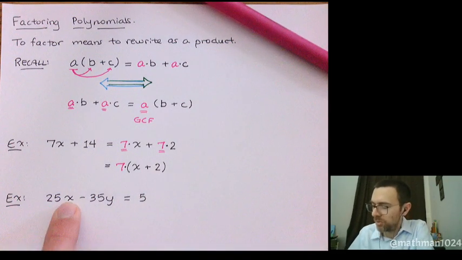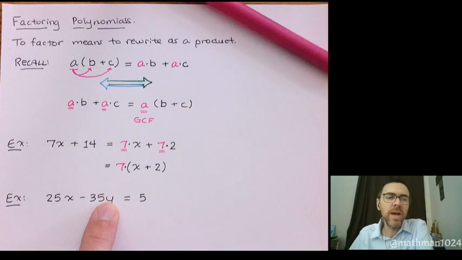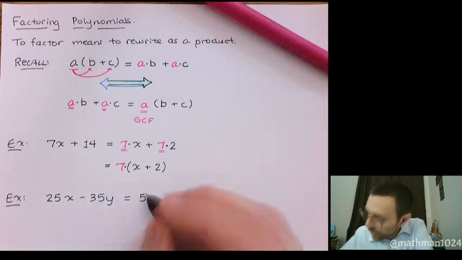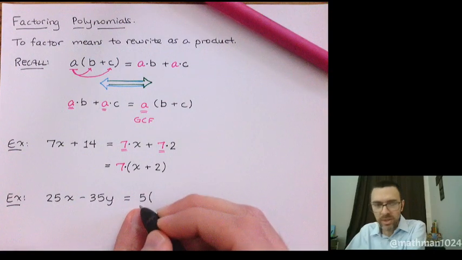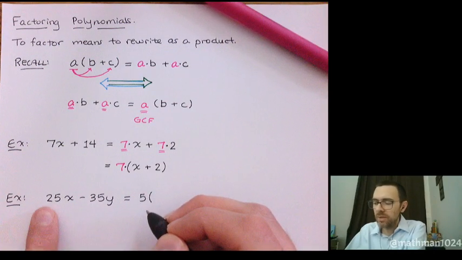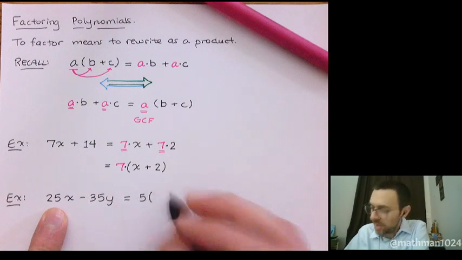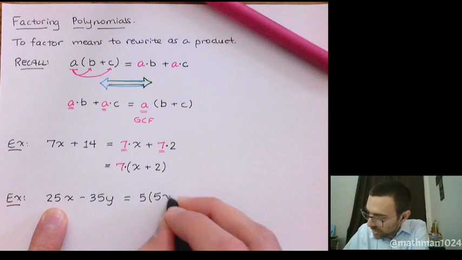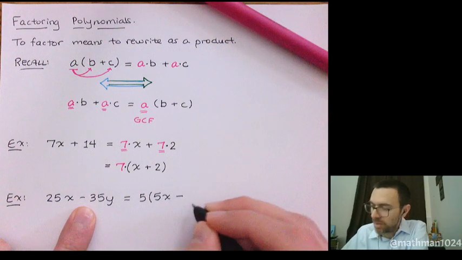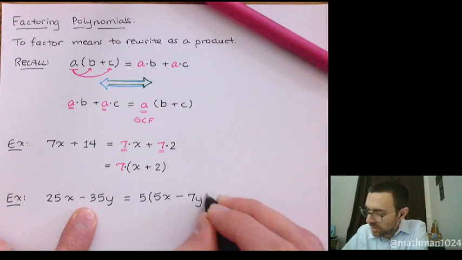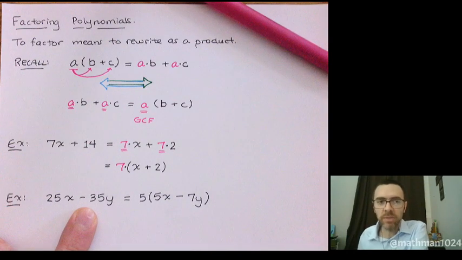If we look at the variable factors, x and y, these guys don't have anything in common. One's x and one is y, so we're just going to leave them as they are. So with the 5 out here, when we say that we're factoring out 5, think about dividing 5 out of each of these guys. So if I take 25x and I divide it by 5, I'm left with 5x. If I take negative 35y and I divide by 5, I have negative 7y. That's factoring. You're just dividing out that common factor from each of those terms.